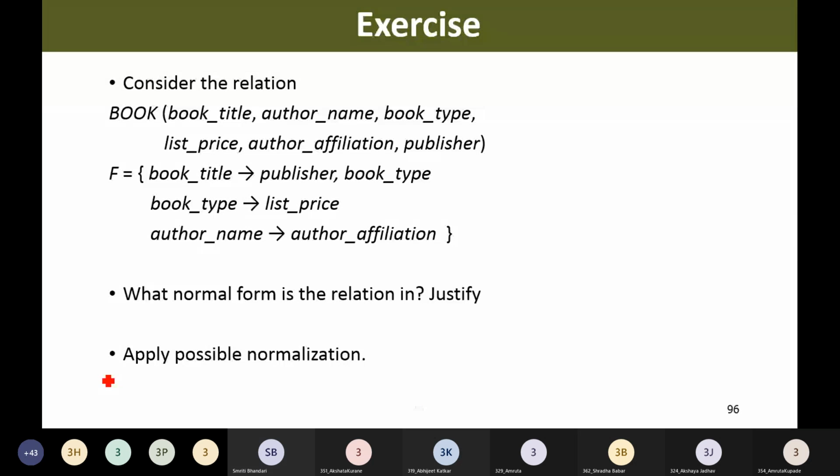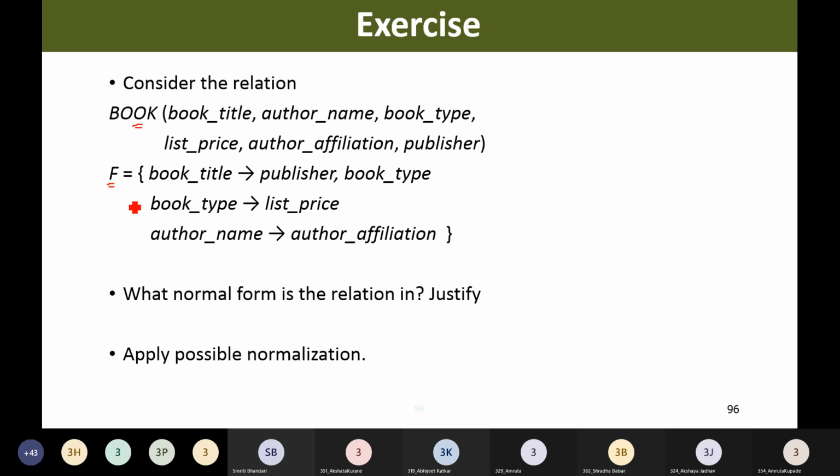Now, let me go to one exercise. Let us solve one problem. We have been provided with one relation, and that relation is book. In relation book, we have the attributes title, author name, book type, list price, author affiliation, and publisher. So these are the attributes describing this relation book.